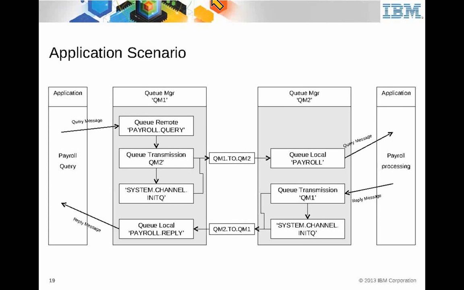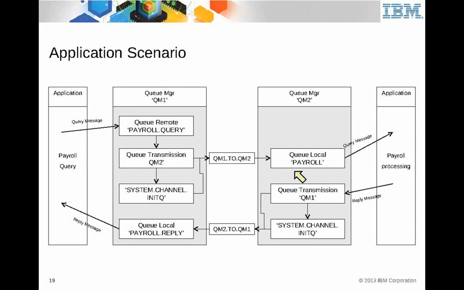Here's an application scenario. I've got 2 Queue Managers running, and I've got a query message that I want to send from my payroll query application, so I might put it on my payroll query remote queue. Well, that's not a real queue. That's a queue that just has enough information to get me onto my transmission queue, which is what I have to use to get my message over to Queue Manager 2. This system channel init queue is my channel initiator. I see that a message has come in, and I use the QM1 to QM2 channel to get the message off of Queue Manager 1 over to Queue Manager 2.